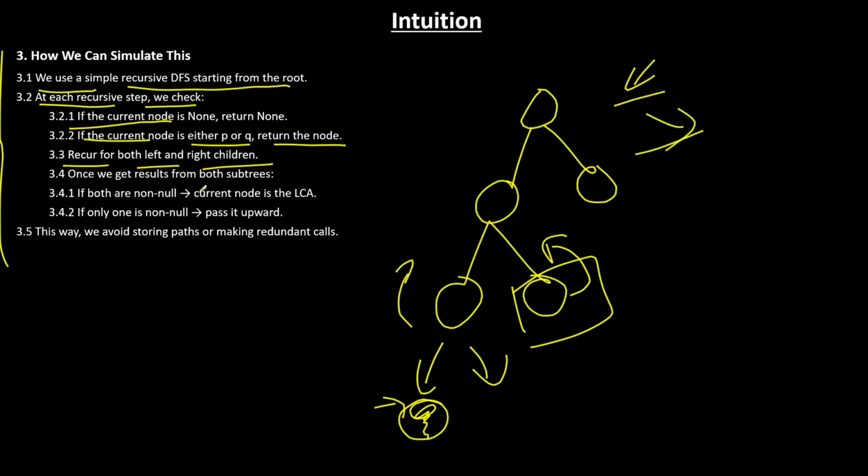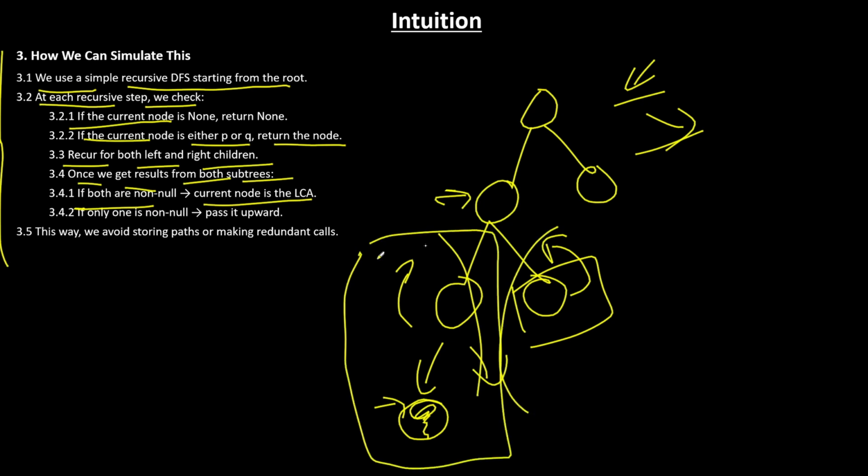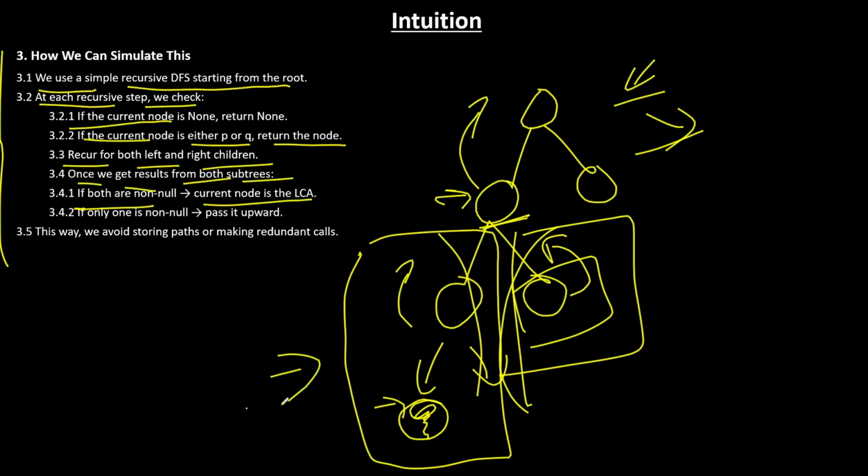If you don't know about recursion calls, please learn about that and then come back to the video. Once you get results from both subtrees, if both are non-null, the current node is the LCA. Basically, for this node we call the left subtree and right subtree. If from the left we got a non-null value and from the right also, then we return the root of that particular node. Okay. If one is null, suppose you got the left side null and the right side not null.